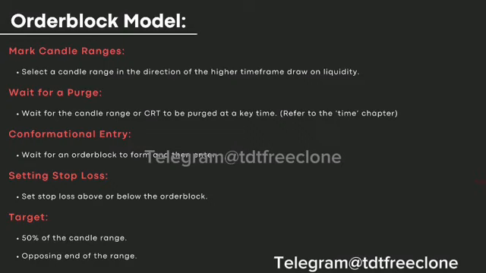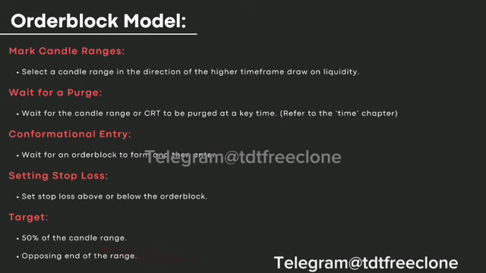You're going to be doing the same stuff. First of all, mark a CRT in the direction of the high time frame draw on liquidity. Then wait for a purge at a key time. After the purge, the unique step here is that you'll wait for an order block to form and then enter that trade at the open of that order block. Here, your stop loss will be at the extreme of that order block, meaning either the high or the low of the order block depending upon the context. And for target, you'll follow the exact same protocols and guidelines as the other one, which is basically you're going to put your first target at the 50% of the candle range and then your second target at the opposing end of the CRT.